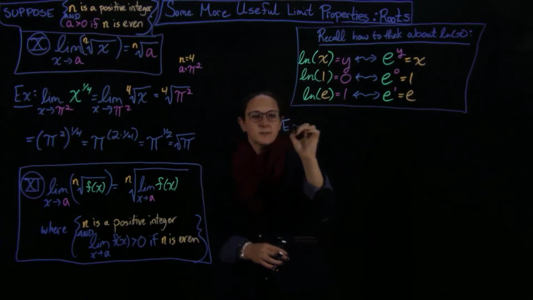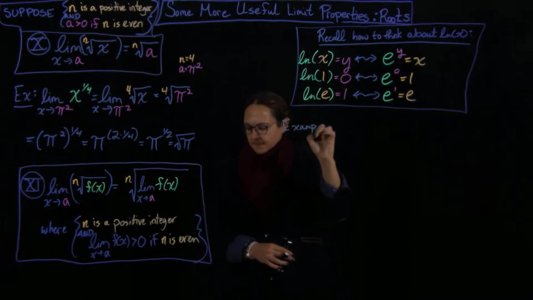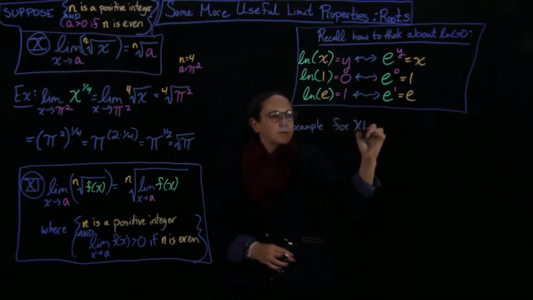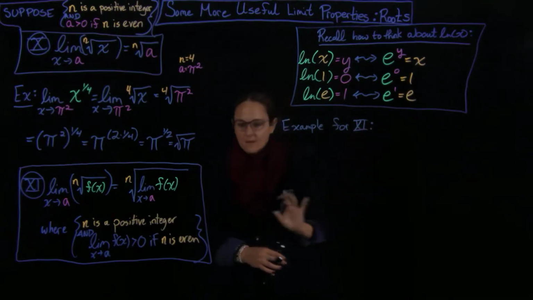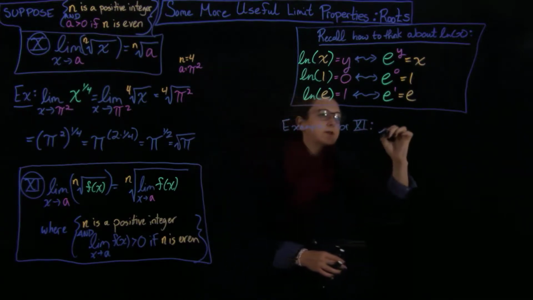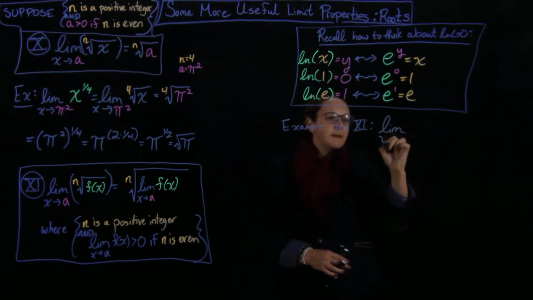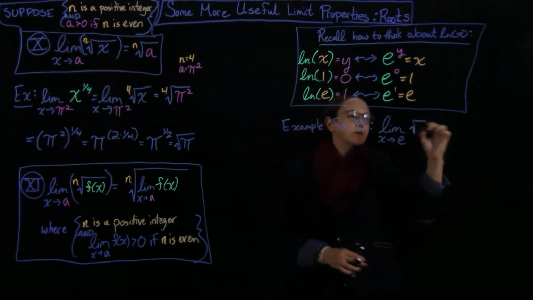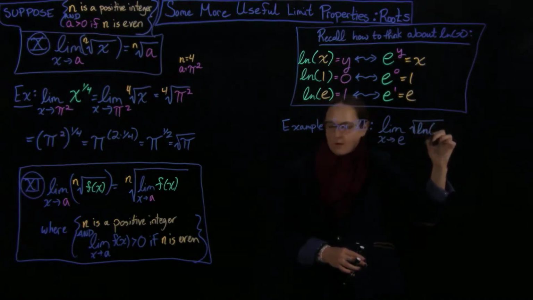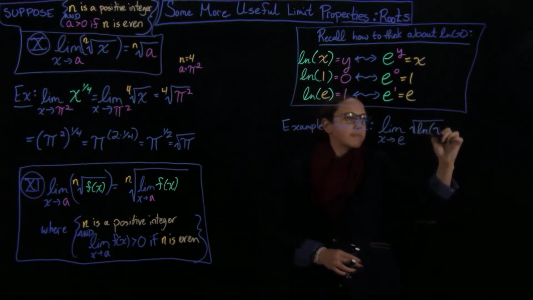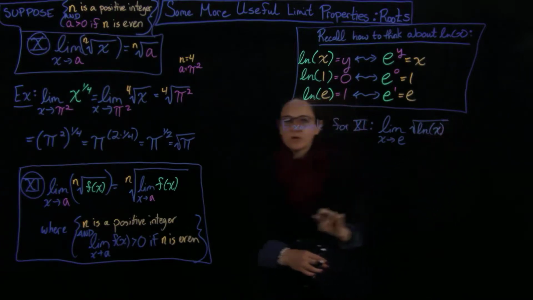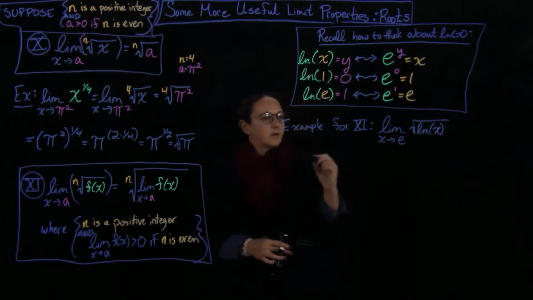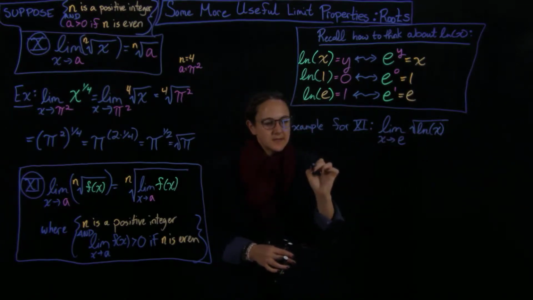Example for this property. Okay, what I want to do for this one is figure out the limit as x approaches e of the square root of the natural log of x. That could be tricky. How do you figure that out? Okay, so this is what you can do.